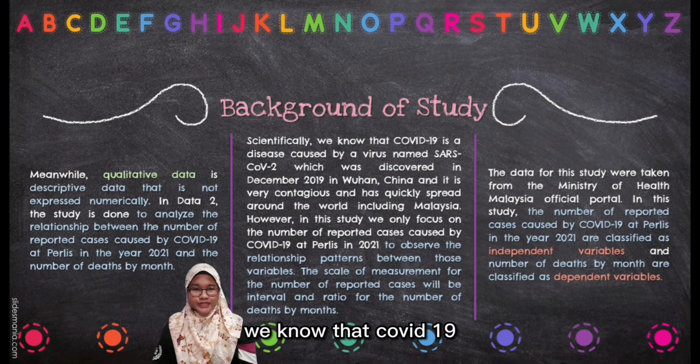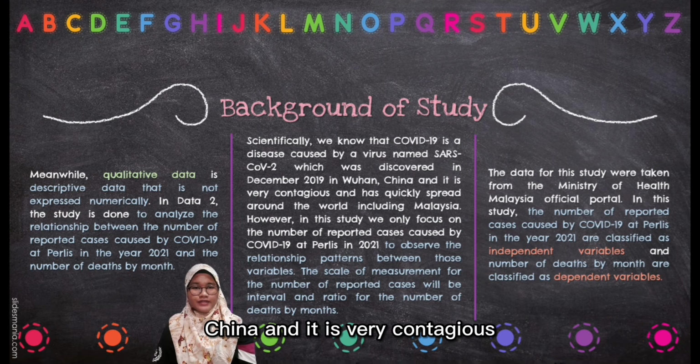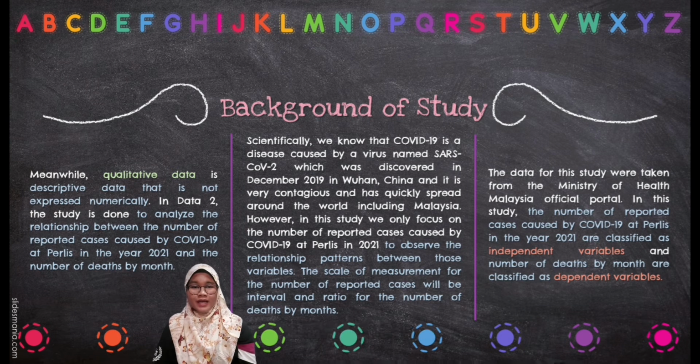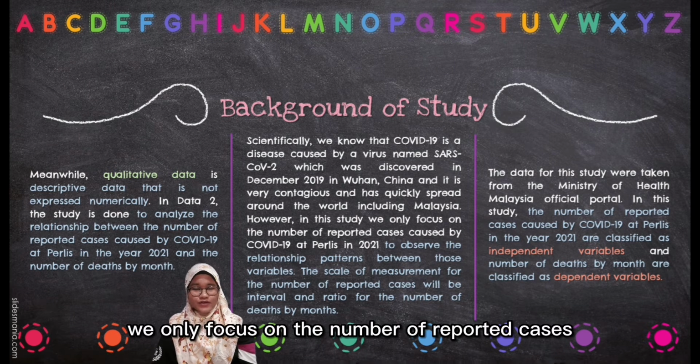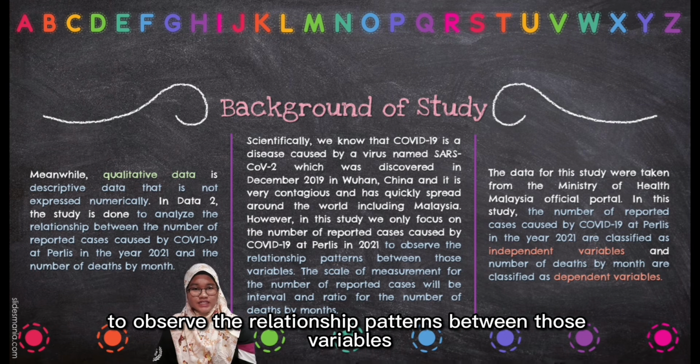Scientifically, we know that COVID-19 is a disease caused by a virus named SARS-CoV-2, which was discovered in December 2019 in Wuhan, China, and it is very contagious and has quickly spread around the world, including Malaysia. However, in this study, we only focus on the number of reported cases caused by COVID-19 in Perlis in 2021 to observe the relationship patterns between those variables.